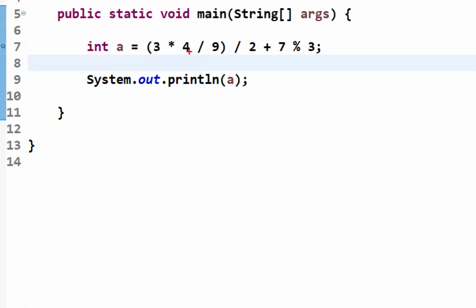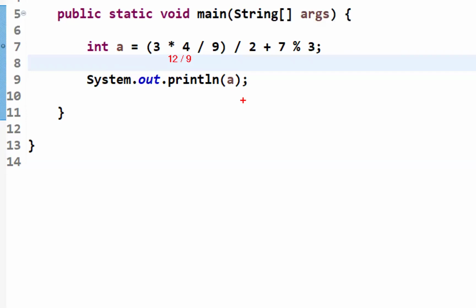3 into 4 is 12. This is 12, divided by 9. What is the value of 12 divided by 9? There is no decimal point here, because 12 is an integer and 9 is an integer, so the result is also an integer. Division returns what, remainder or quotient? Quotient.